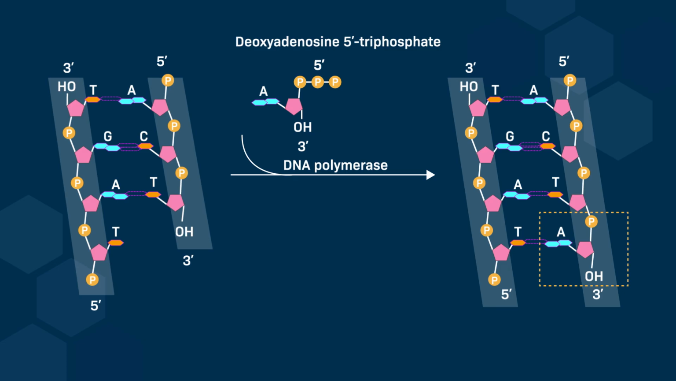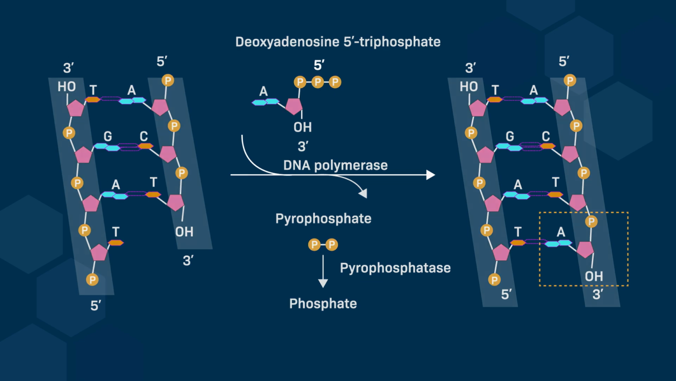The formation of the phosphodiester linkage results in the release of pyrophosphate. Pyrophosphate is quickly degraded into two inorganic phosphates. This drives the equilibrium toward DNA synthesis and away from DNA hydrolysis, which ensures efficient DNA replication.